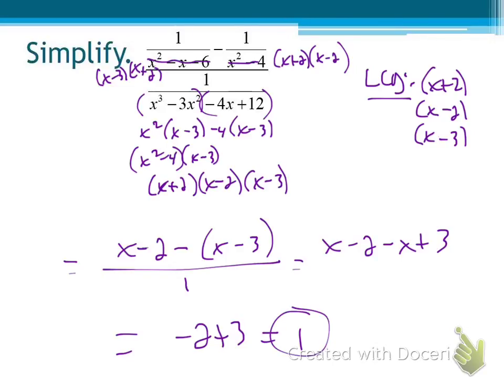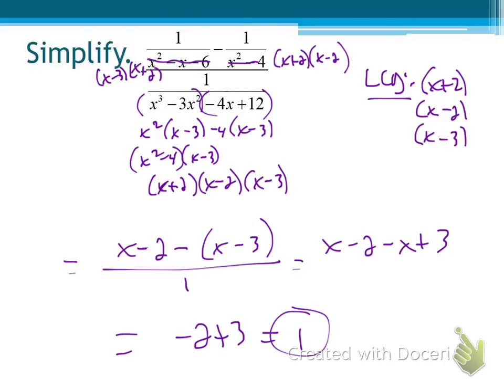First of all, holy crap, this whole big thing simplifies down to 1. That's what I got. So when you factor each tiny denominator, x minus 3, x plus 2 for the first one, x plus 2, x minus 2 for the second one, and in the denominator, x plus 2, x minus 2, and x minus 3, after you do your grouping the x squared minus 4, you can factor on down to x plus 2 and x minus 2.